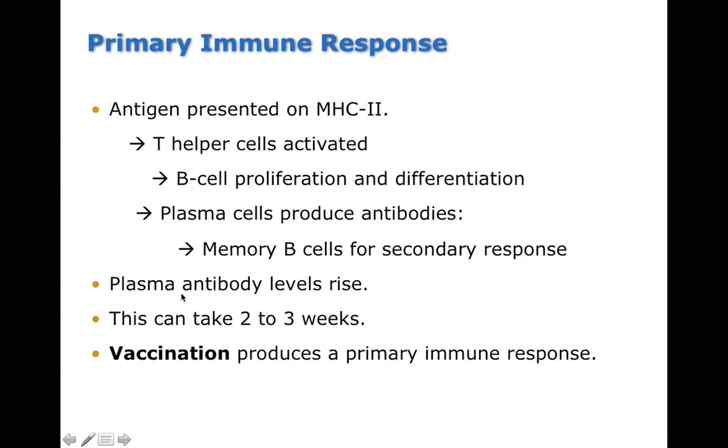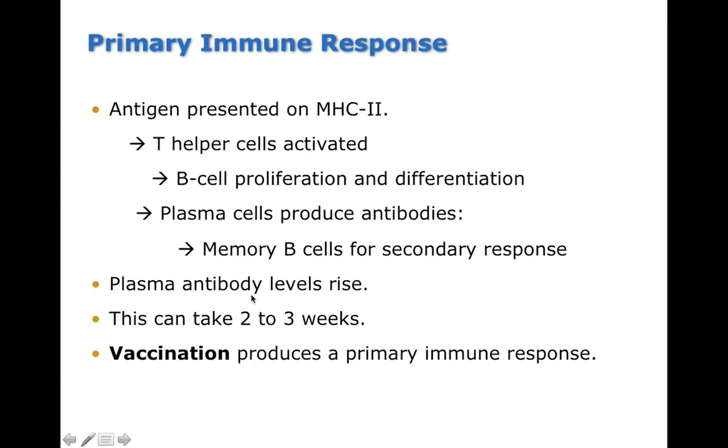Now, this takes time, though. It takes time for plasma antibody levels to rise. And if it's your first exposure to a foreign antigen, it might take 2 to 3 weeks before you have detectable amounts of antibody against that antigen. And this is sort of the limiting factor behind your specific or adaptive immune response, is that it's slow to develop, but it's specific once it's developed, right?